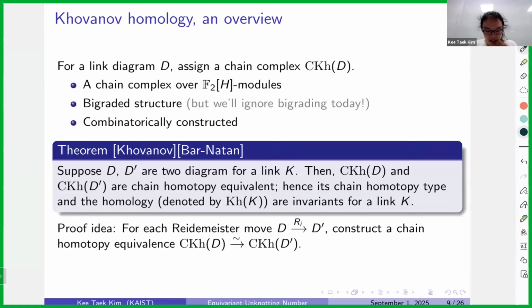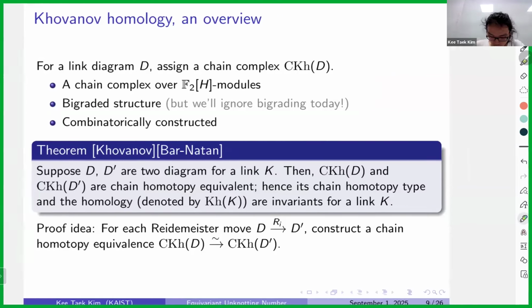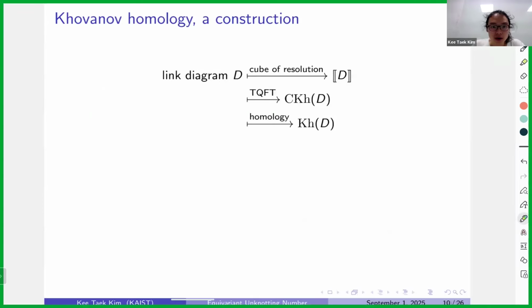Yes, so this is a well-defined invariant for a knot or a link. Let me briefly introduce the construction, but I'm not going into details. Given a link diagram D, we first get a so-called cube of resolution. Then we can take an appropriate TQFT on this. Then we get a chain complex of modules. Then take homology. So finally we get Khovanov homology.